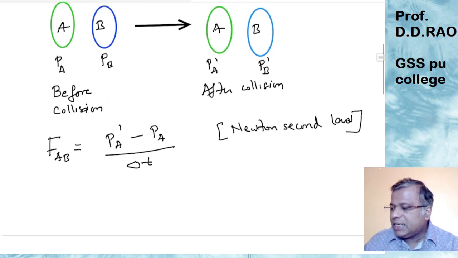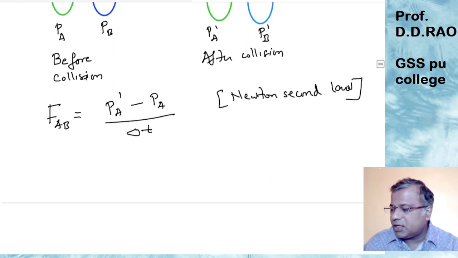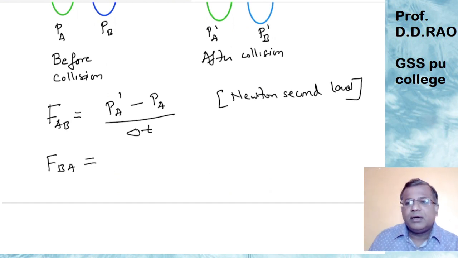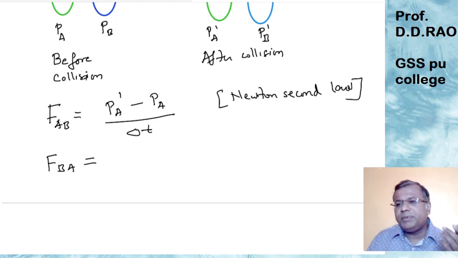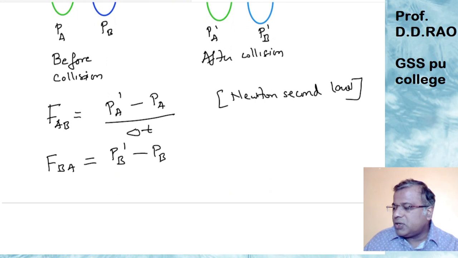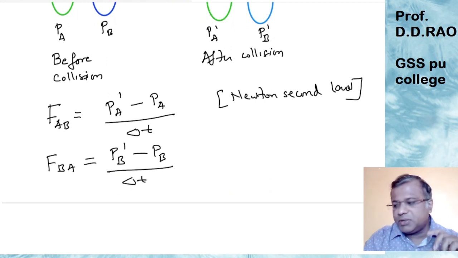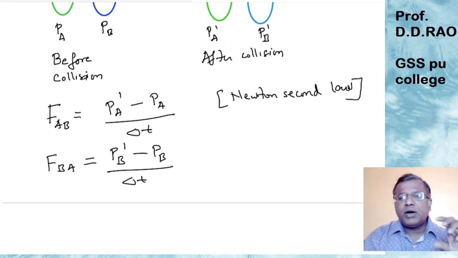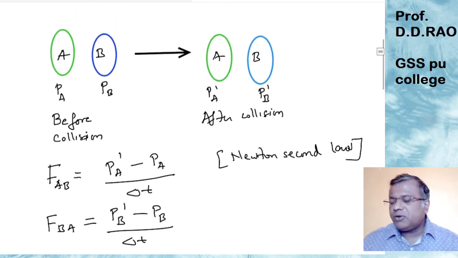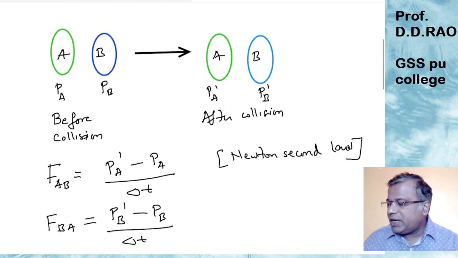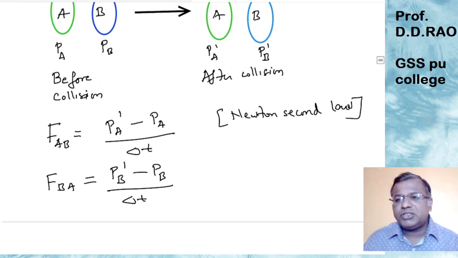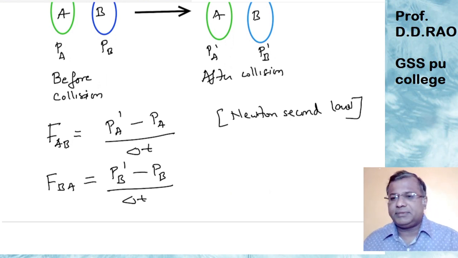Now let us see what happened to B. What was the force on B due to A? This force on B due to A was the change in momentum of B. Here we are not concerned about A now. What happened to B is important. It is because of A. Initial momentum of B was PB. Final momentum of B is PB dash. So its momentum changed from PB to PB dash, divided by delta t.